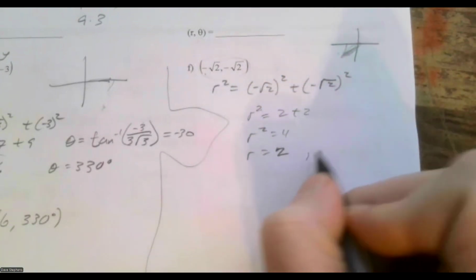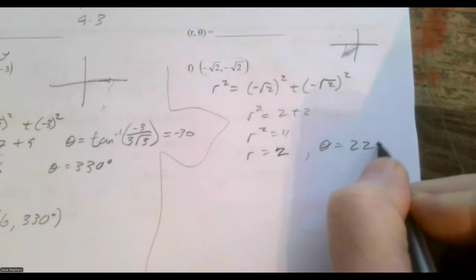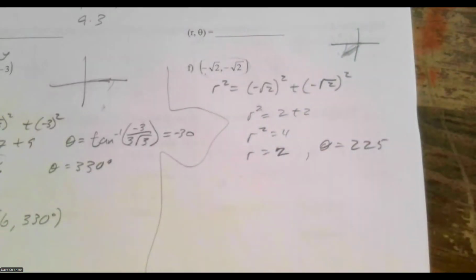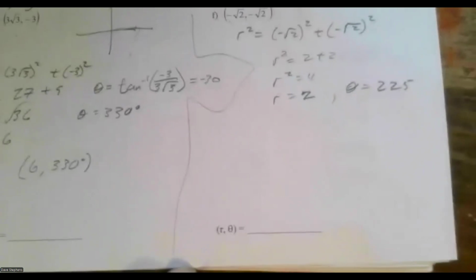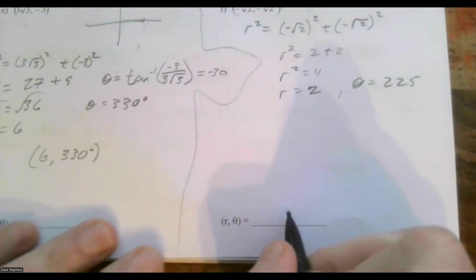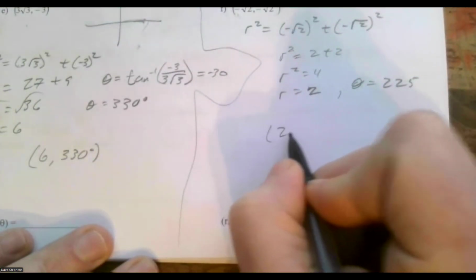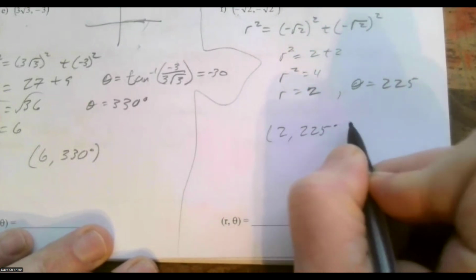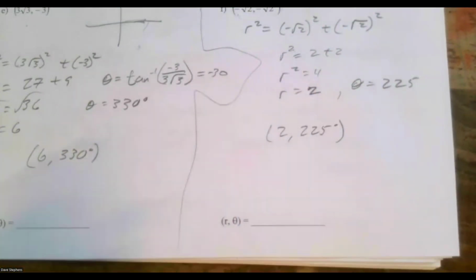All right, so our theta is 225 degrees. Yes, you could put that in the calculator. It will kick back with theta equals 45, and then you just add that to 180. Essentially what I did anyway. So that's where we get the coordinate point, 2 comma 225, the polar coordinate point.